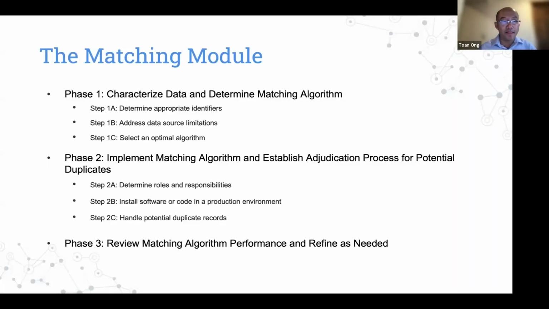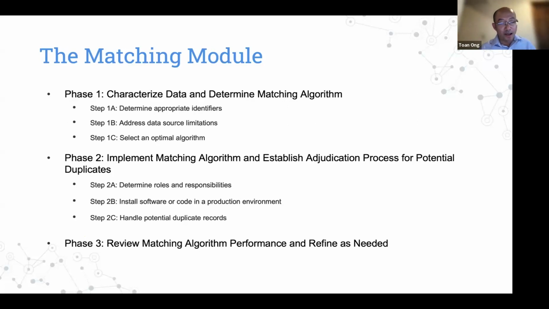So the three phases being described in the module include the first phase of determining the variables to be used in the linkage process, and how to characterize or understand the quality of these identifiers. Based upon that, the next step is to address and understand the limitations of the source of the data, and then use that as information to select the optimal algorithm.